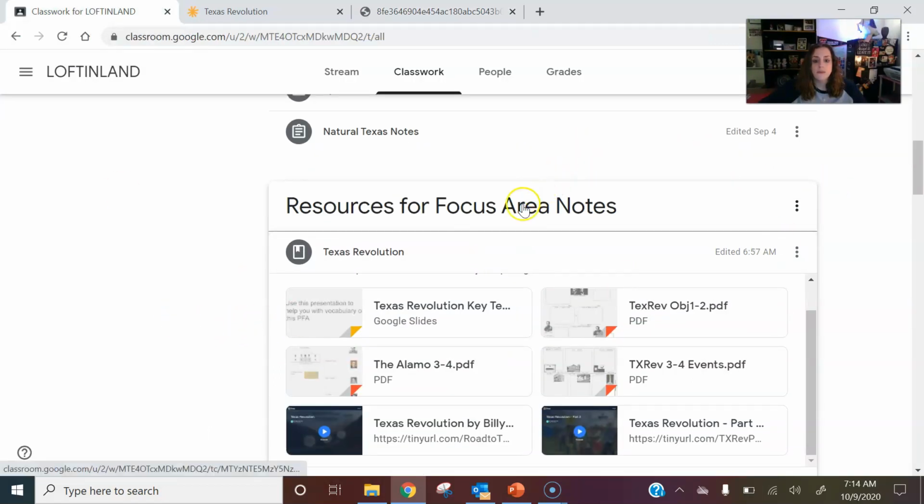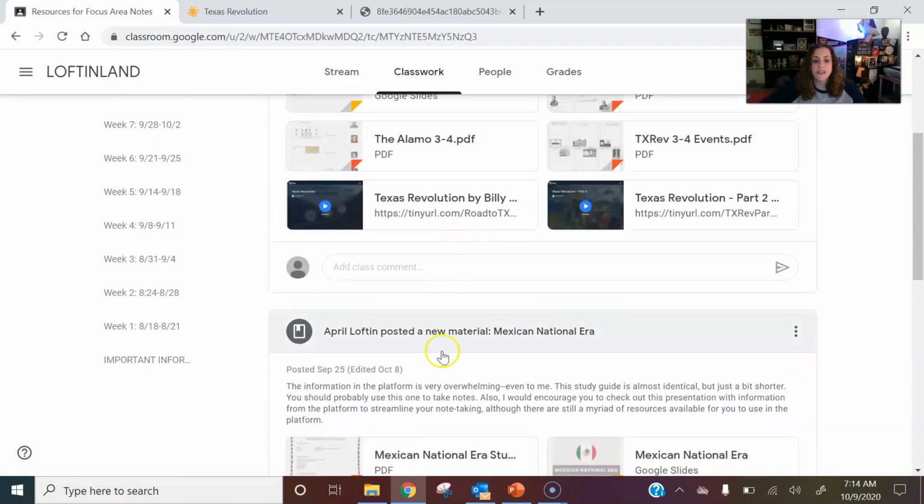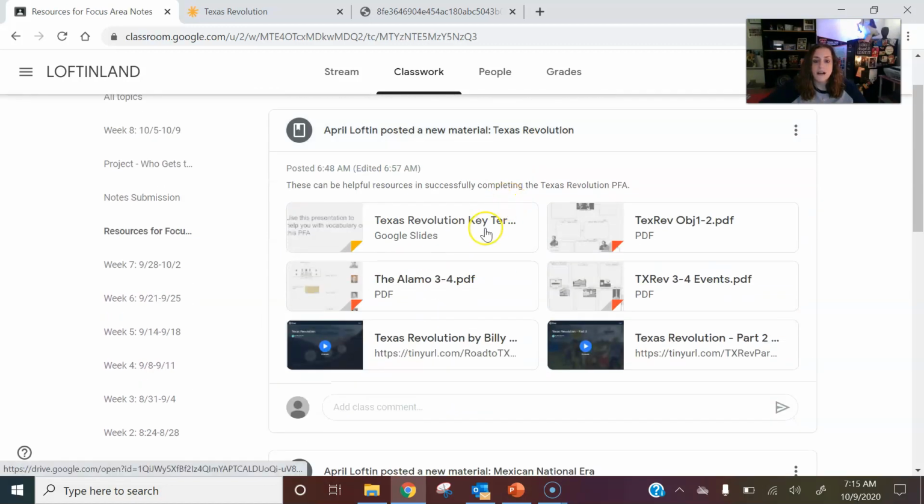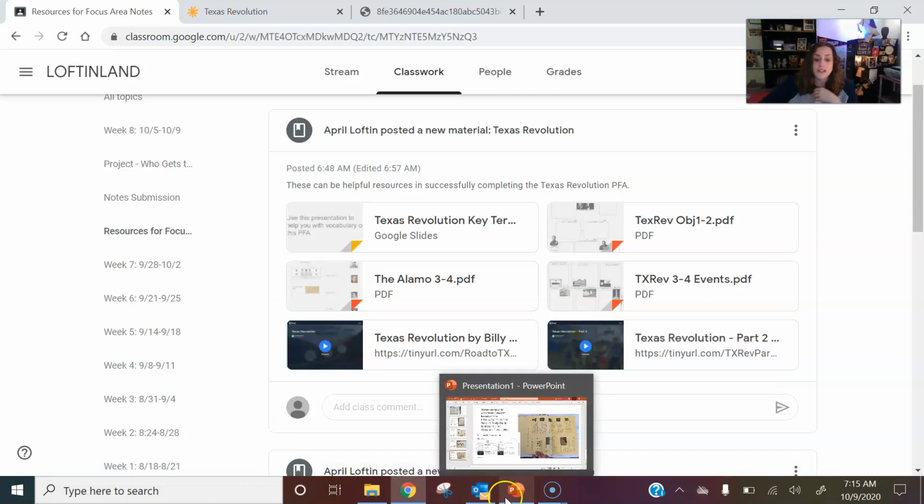So now in Resource for Focus Area Notes, there is a whole Texas Revolution section. This is key terms that are the definitions at the beginning of your study guide that you can download from the platform. And these are three graphic organizers that I created that basically take the people and the events of that time period and put them just in a more visual flow. And these are some presentations that another teacher in the district has made that may help you. Now, you can use this or you cannot. I am just telling you how it helps. And let me go ahead and show you that information.